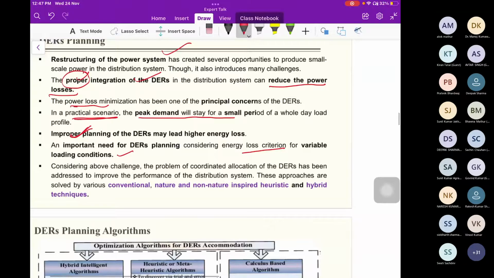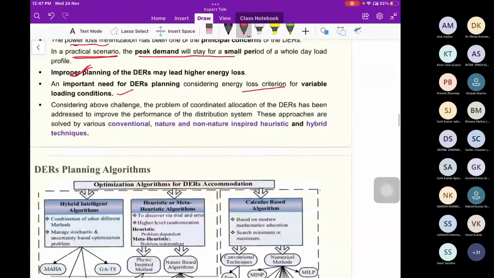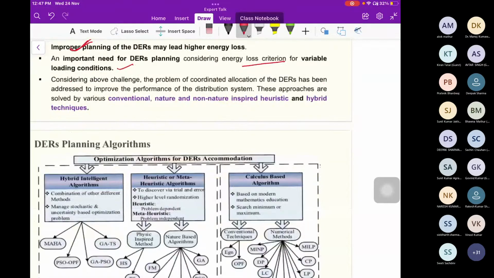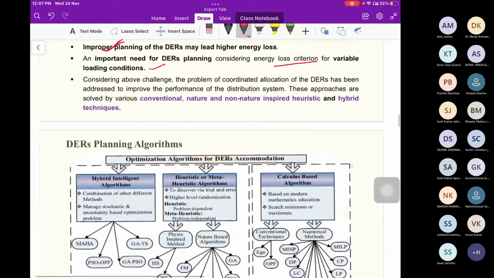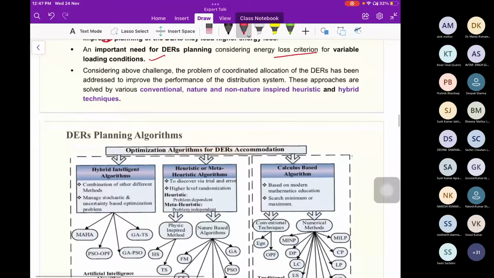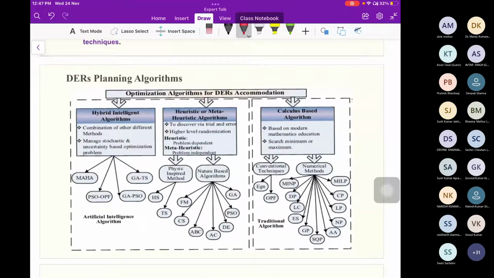The conventional methods are the oldest, and nowadays we do not use them for planning. Normally we use heuristic and metaheuristic algorithms, and we can use hybrid types of algorithms. The very prominent algorithms are PSO, particle swarm optimization, GA, ABC, differential evolution, ant colony optimization, and cuckoo search optimization. Many algorithms are available in the literature.